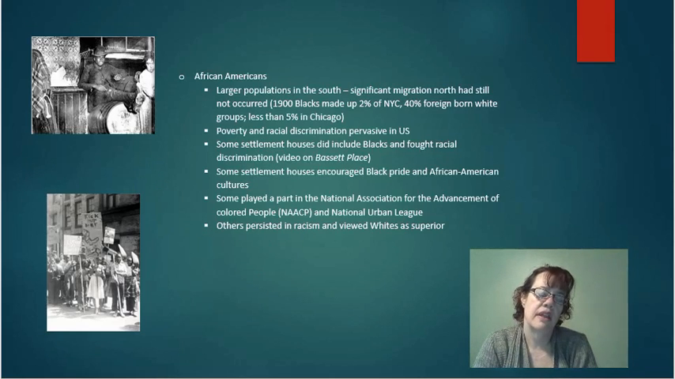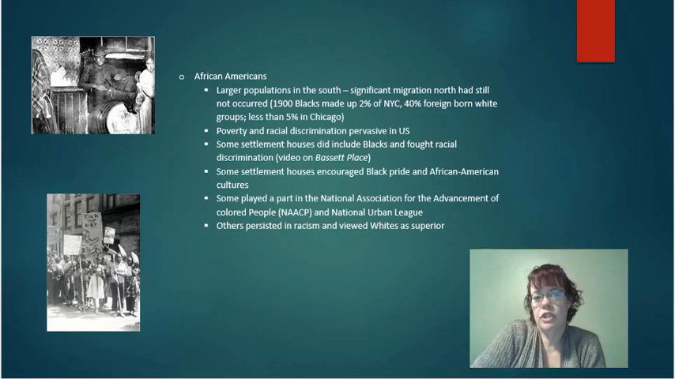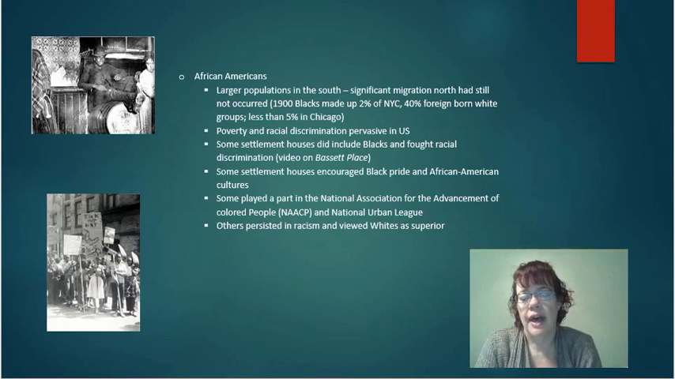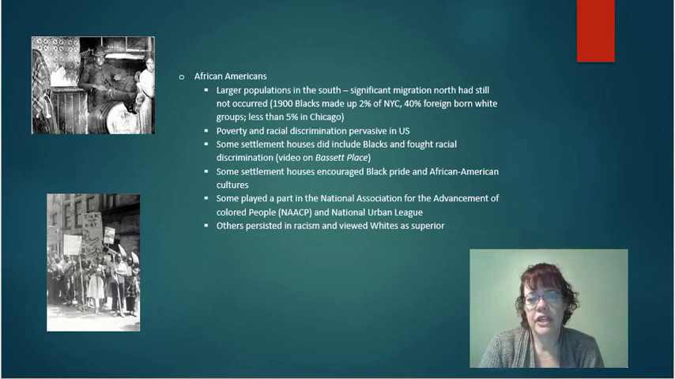So the settlement houses were not successful for everyone. One area where they were less successful was with African Americans. So really the focus is going to be on immigrants, and what we would mostly consider white immigrants. Their large populations were in the South. Significant migration north had still not occurred. In 1900, blacks made up 2% of the New York population, whereas 40% of the New York population was foreign-born white groups. And then in Chicago, they made up less than 5%.